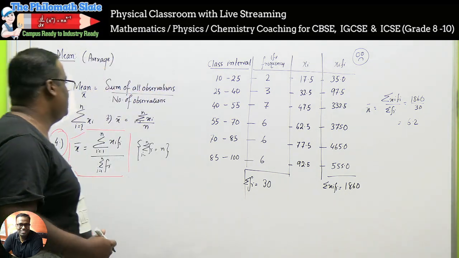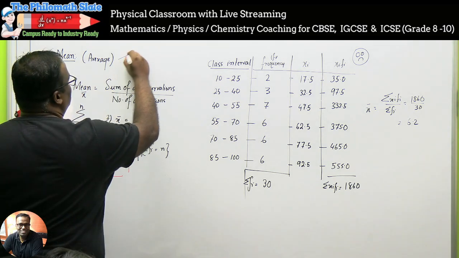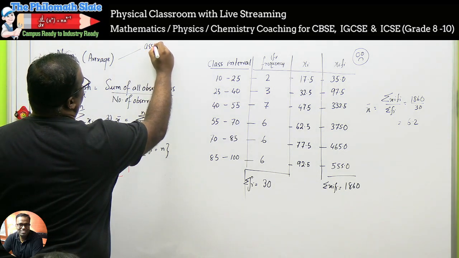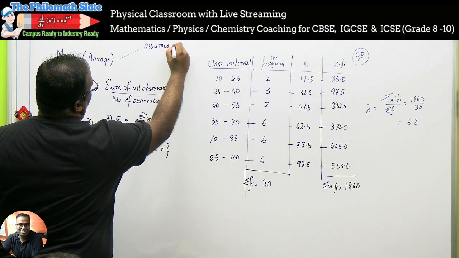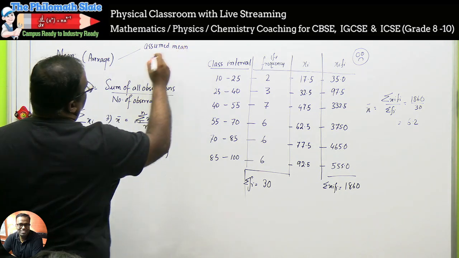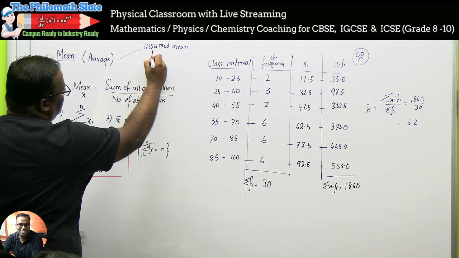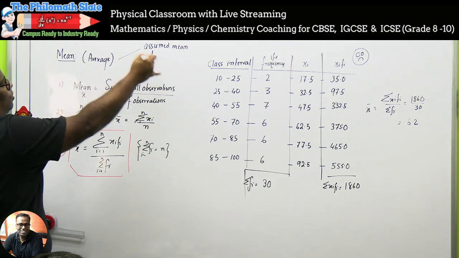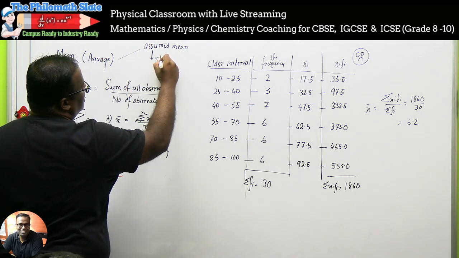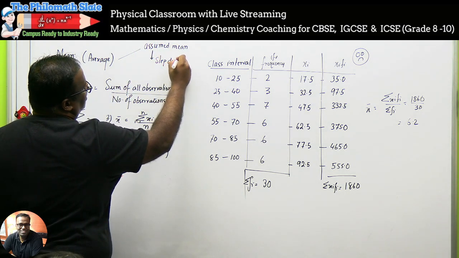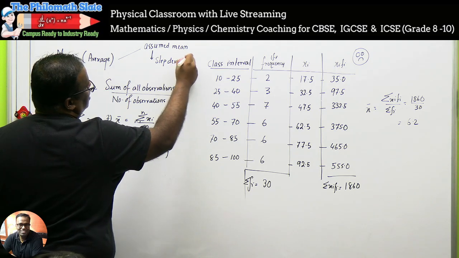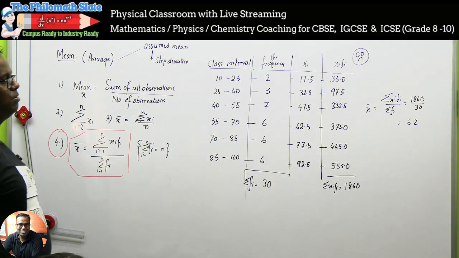There are two things that we study in grade 10 syllabus. One is called assume mean. You will assume something is a mean. And next one is a little bit upgraded from that. We will make assume mean even easier. That is known as step deviation. Okay. Step deviation. First let's understand the technique of assume mean.